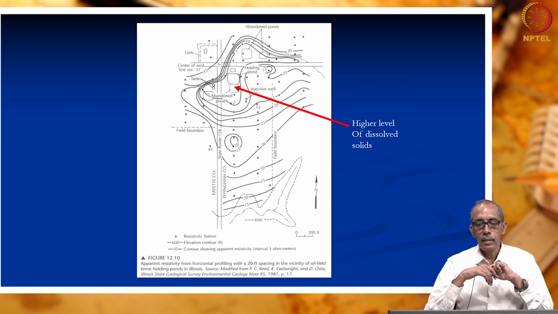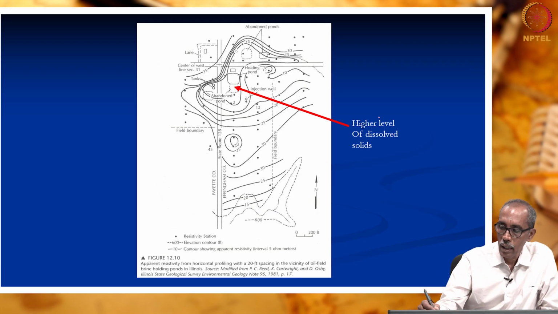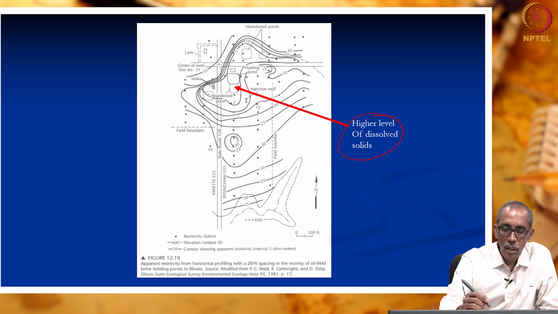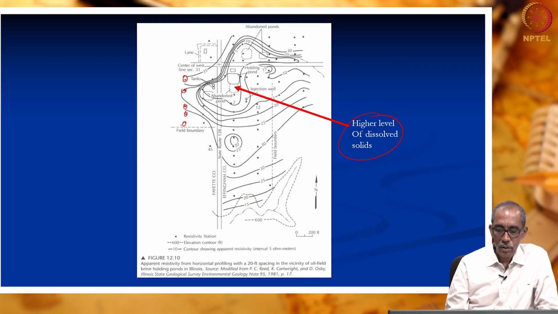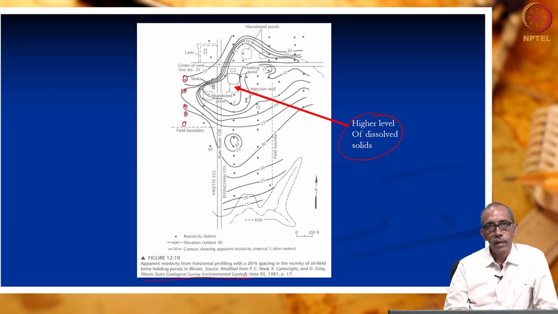Here they try to understand the locations of higher amount of dissolved solids below the surface of the earth in the groundwater. How are we able to arrive at this? So, these are all the resistivity stations, right. The resistivity stations are indicated in black color. This work was done by the Illinois State Geological Survey, Environmental Geology Group.